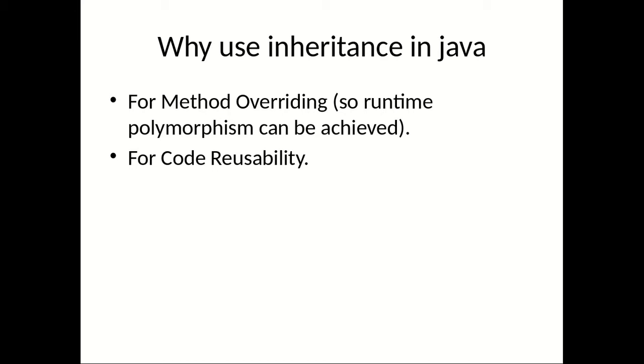We can implement method overriding, which is also known as runtime polymorphism. Runtime polymorphism can be achieved using inheritance. The second and most useful reason is code reusability. The programmer need not start from scratch. He can copy or acquire the properties from one class to another.